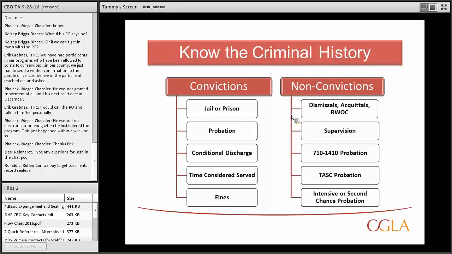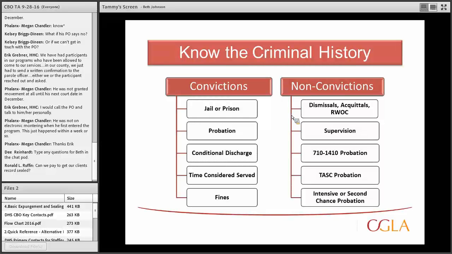On the other side of the screen, on the right side, the bottom four boxes, supervision, 710, 1410 probation, TASC probation, these are all instances where somebody's found guilty as well. They're found guilty by a judge or they plead guilty, but these sentences in Illinois, if they're satisfactorily completed, are deemed not to be a conviction under our laws. And of course, dismissals, acquittals, release without charging, those are all non-convictions too because you were never even found guilty.